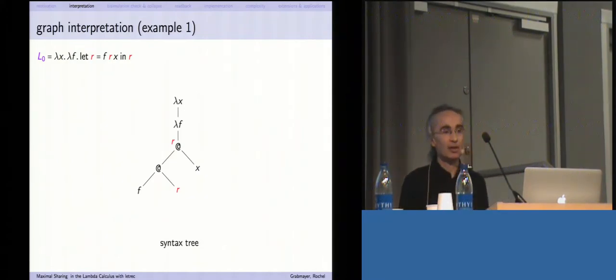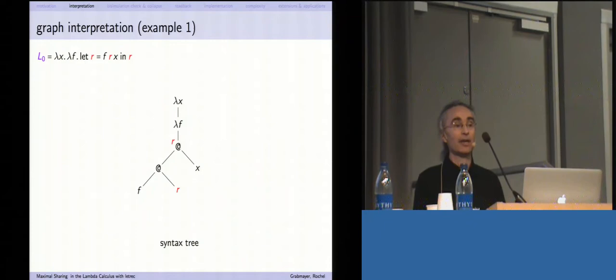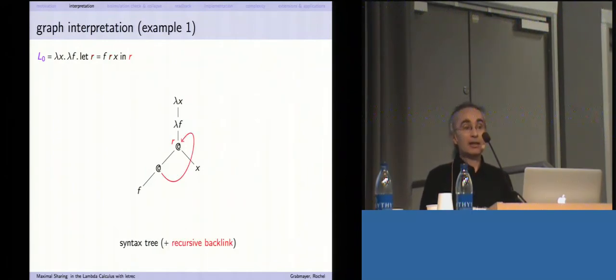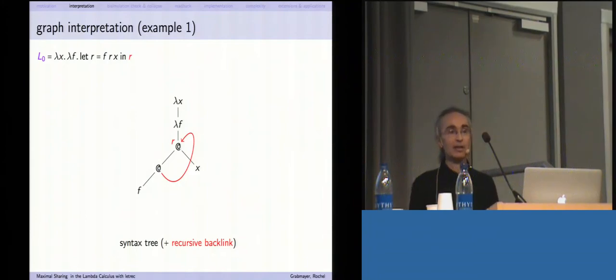You see here an abstraction lambda x, lambda f, and then f applied to r applied to x in a binding group which has the name R. This actually introduces a backlink in the syntax tree, which is indicated here in red, which is kept.